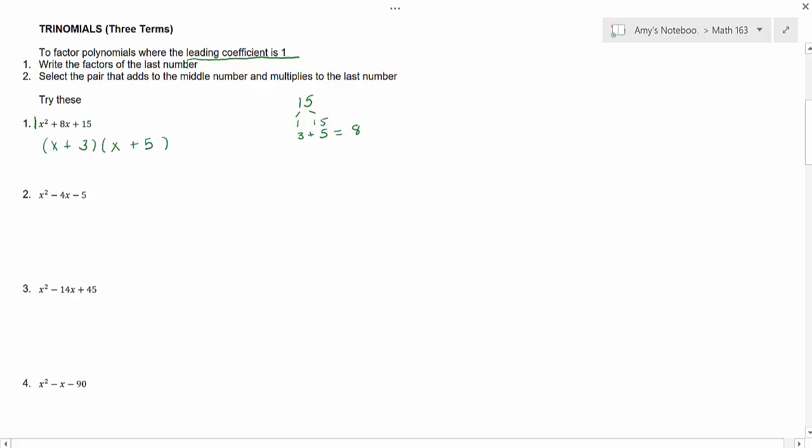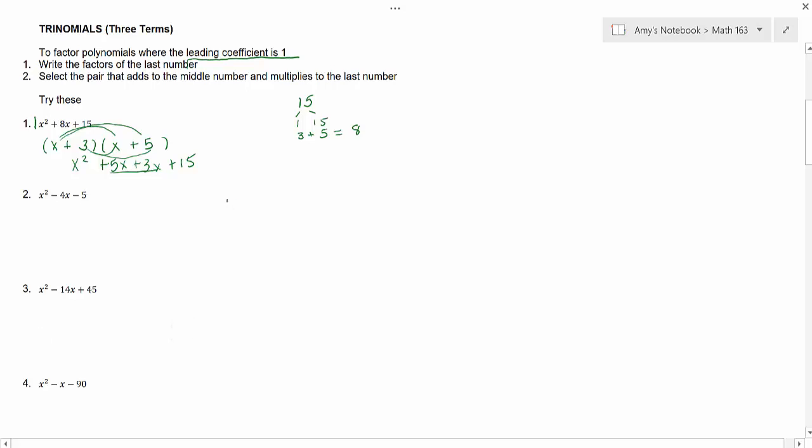5 for your factors. You can always check by foiling your 2 binomials, multiply those back together to see if you get the correct answer. So the first term in this parenthesis times the first term in this parenthesis would be x squared, 5x, 3x, and 15. And you can see that the middle here adds to 8x. So that is the correct factorization.